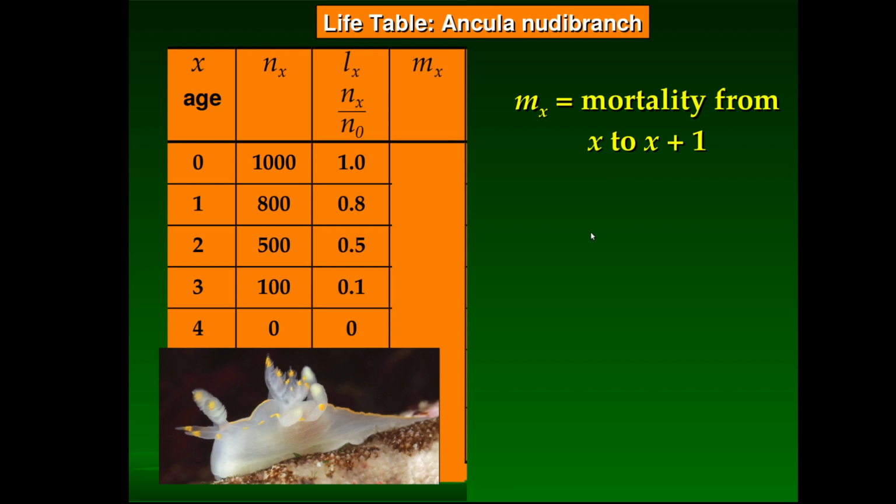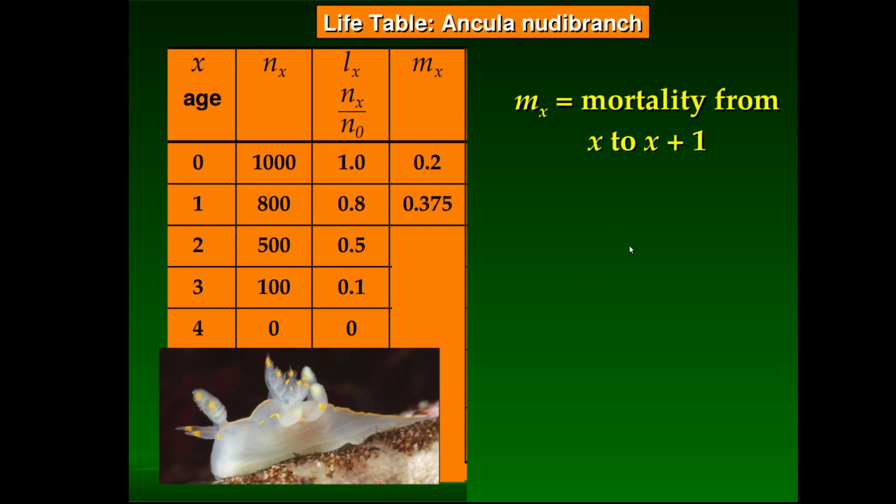The next important piece of information in the survivorship schedule is the proportion of individuals at each age class that don't survive to the next age class, and this is the mortality rate, which is symbolized by m of x, m for mortality. So that's the mortality from x to x plus 1. So what's the mortality rate of each age here? Well, the mortality rate at age 0 is a proportion of these age 0 individuals that won't survive to age 1. What's that proportion? Well, 200 out of 1,000 don't survive, so the mortality rate is 0.2.